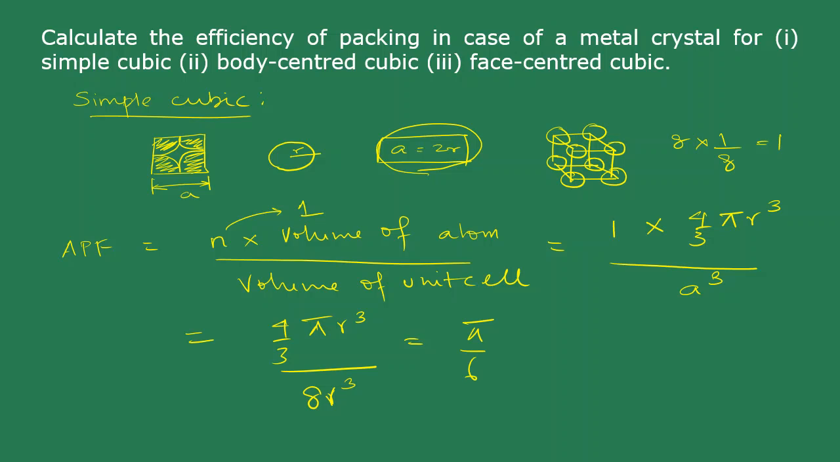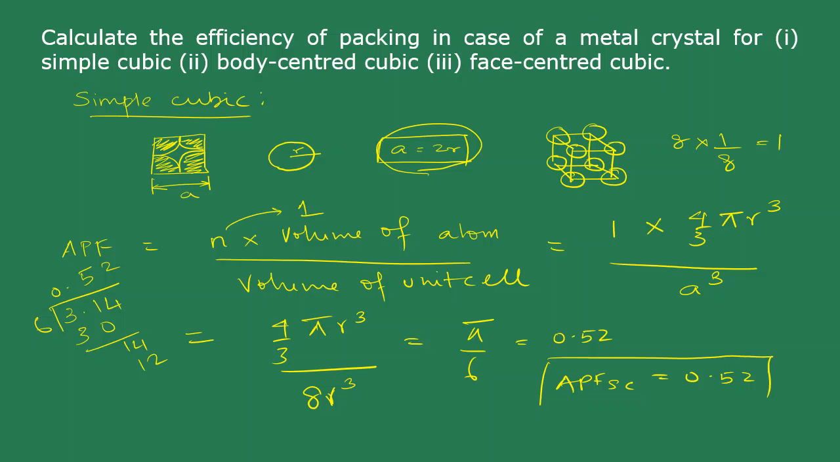Now never make mistakes in elementary mathematics. So pi by 6 is 0.52. APF of simple cubic is just very easy, 0.52. It is a fraction, and if you want it in percentage, then 0.52 into 100, which is 52%.